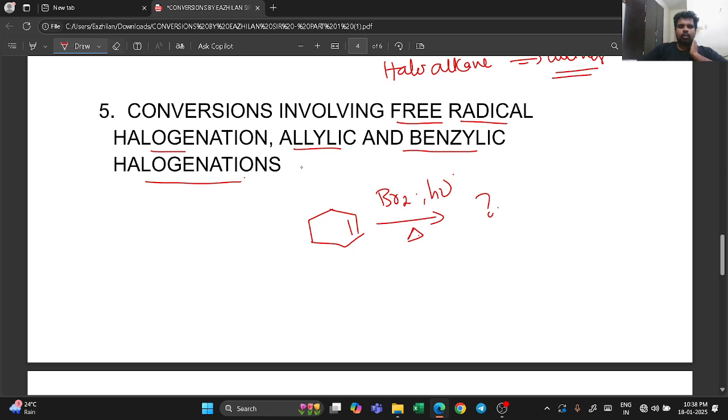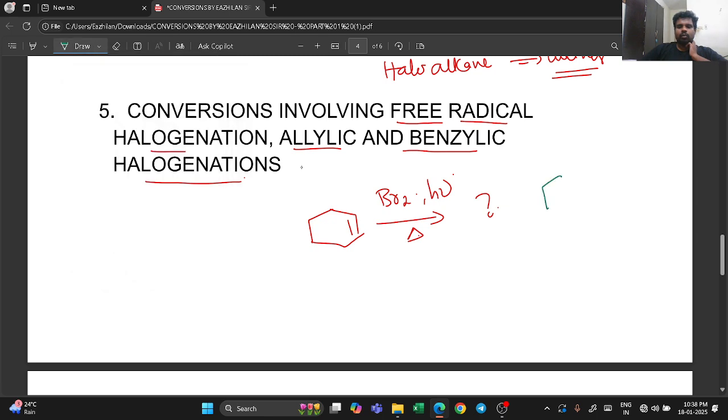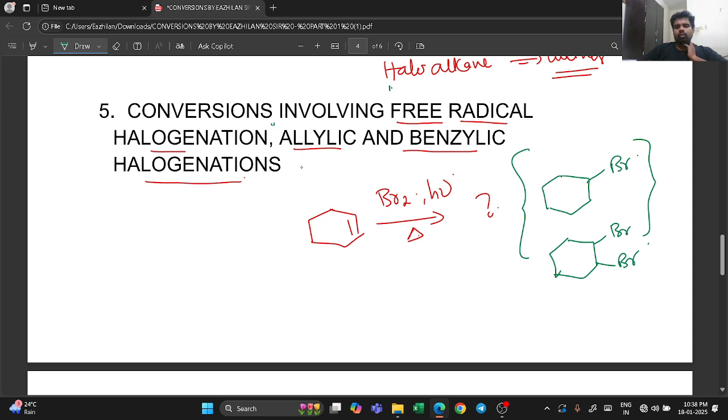Most of the time I find my students giving wrong answers like this. So how many of you think that the answer for this question is like this? Some of them give this answer, some of them give this answer. Okay, so bromine getting added across a double bond, something like that they may be thinking, but it is an entirely different mechanism which involves the free radical halogenation. Okay, so such kind of reactions we are encountering every time.